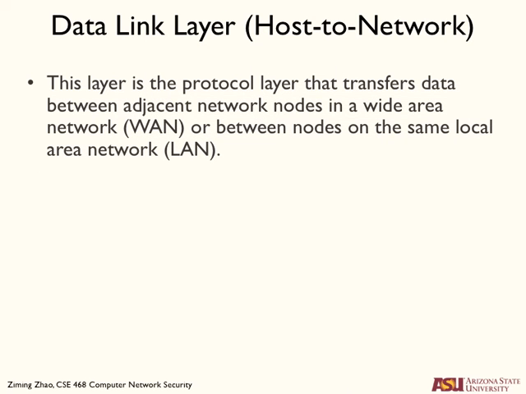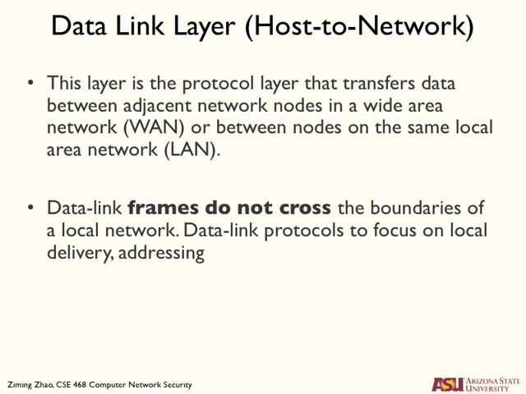The data link layer is a protocol layer that transfers data between adjacent network nodes or between nodes on the same local area network. So this is very important. It means the data link frames, that's the PDU, right? The frames will never cross the boundary of a local network. And all those data link protocols only care about delivering data in a local network. What does that mean?